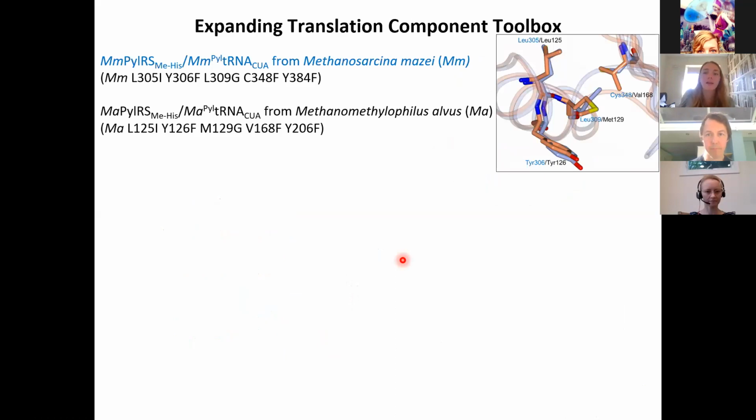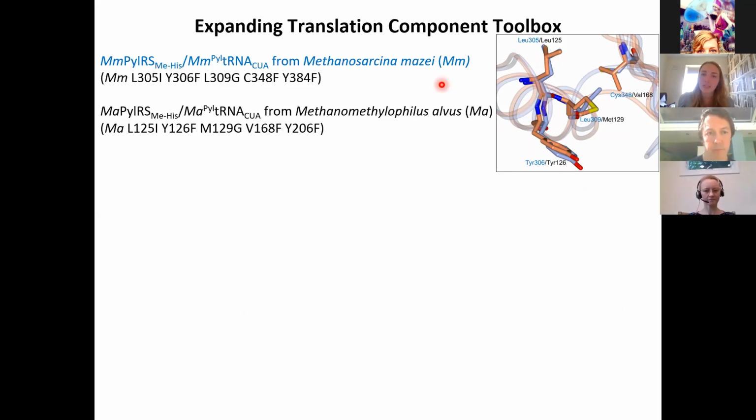And finally, I've been looking into the translation components themselves. I mentioned earlier we use this pyrrolysyl system that's highly versatile. Specifically, it's this MASI system. The MASI synthetase has 5 mutations introduced which allow it to incorporate methyl histidine. However, the MASI synthetase is really difficult to express and purify and get structural data back from.